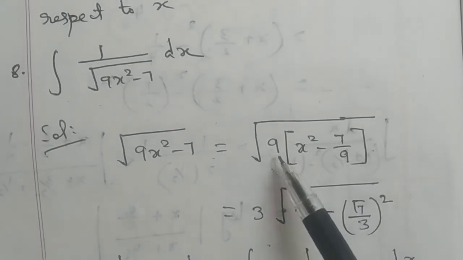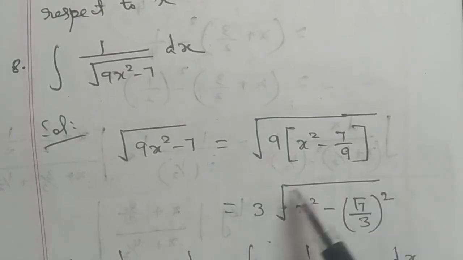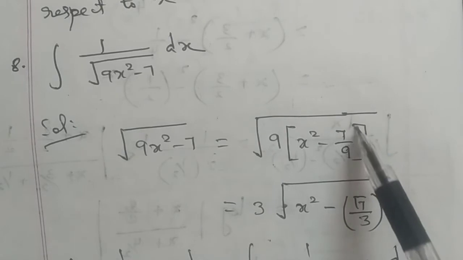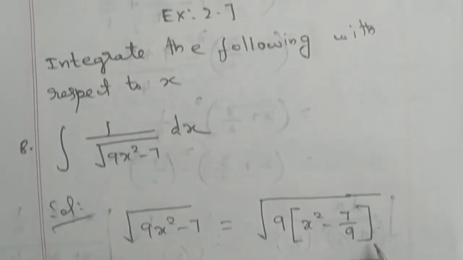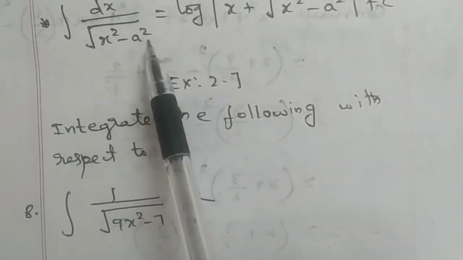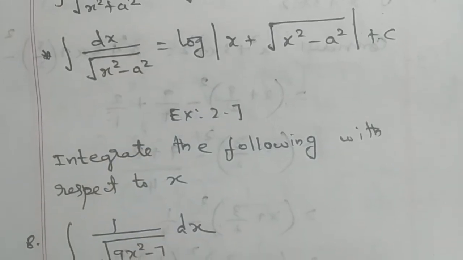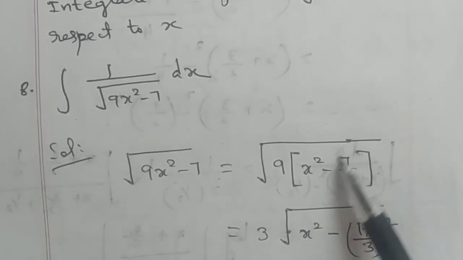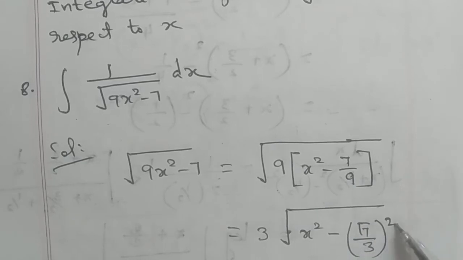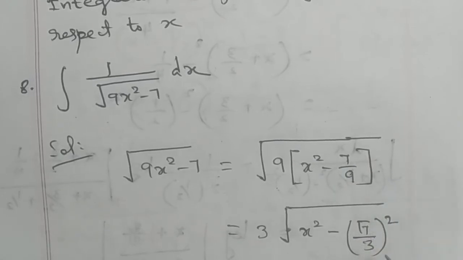So what is the square root of 9? The square root of 9 is 3. The remaining term is square root of x square minus 7 by 9. This term can be written in square form, because we know the formulas are in the form x square minus a square or x square plus a square. So we convert it into square format. 7 by 9 can be written as root 7 by 3 the whole square. So x square minus 7 by 9 can be written as x square minus root 7 by 3 the whole square.